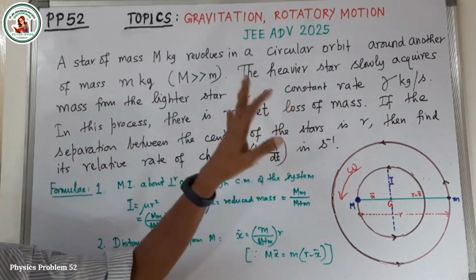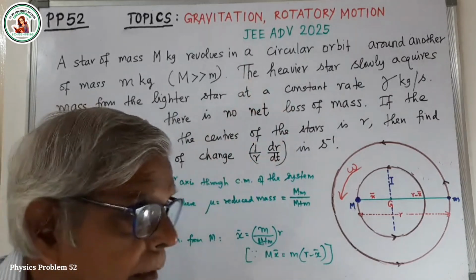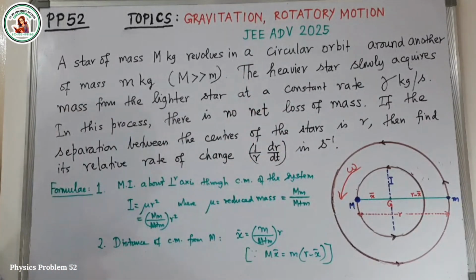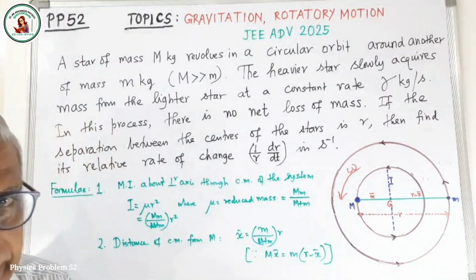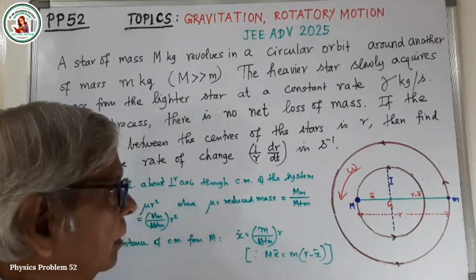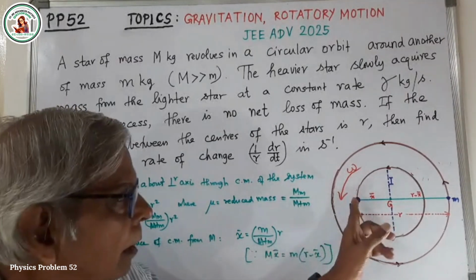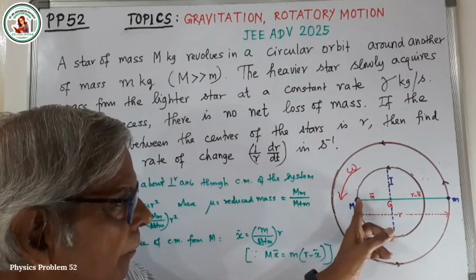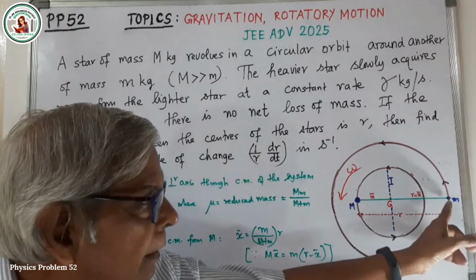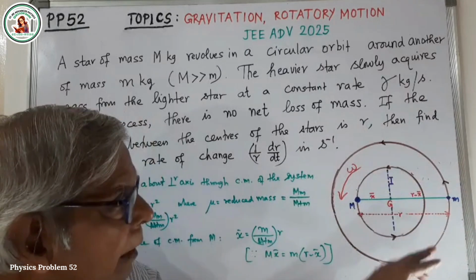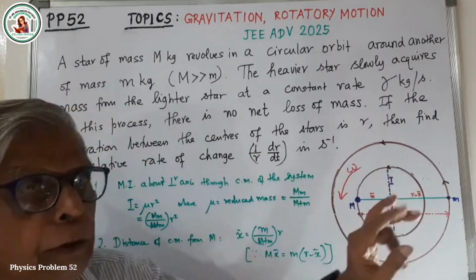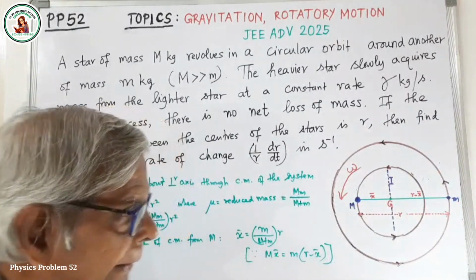What is described here is a binary star system where two stars are moving in circular orbits due to mutual gravitational force. You can see in this diagram, one star is of larger mass M, and the other one is smaller mass m, moving about their center of mass. Center of mass will be the center of rotation.